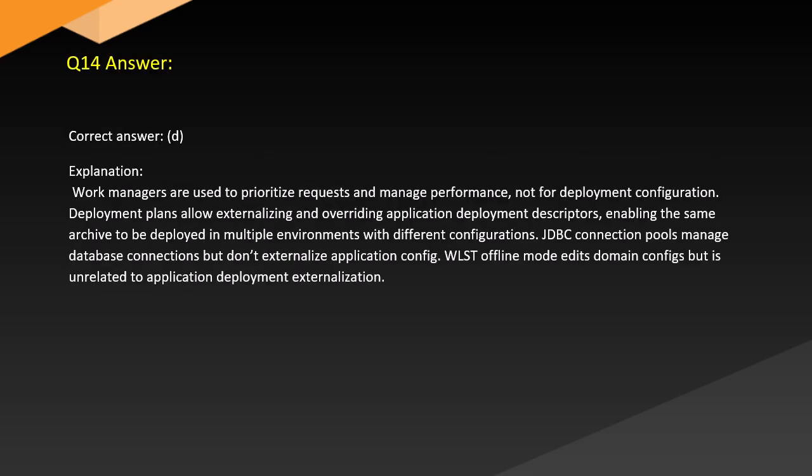Answer. Correct answer: D. Explanation. Work managers are used to prioritize requests and manage performance, not for deployment configuration. Deployment plans allow externalizing and overriding application deployment descriptors, enabling the same archive to be deployed in multiple environments with different configuration. JDBC connection pools manage database connections but don't externalize application config. Delay offline mode edits configs but is unrelated to application deployment externalization.